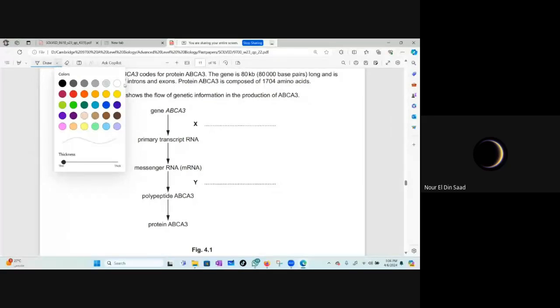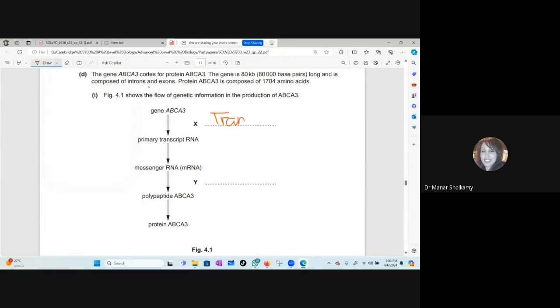Transcription. Correct. So X is transcription. You know it. And then the messenger RNA will create the polypeptide. So what is Y? Translation. Yes, this is easy. You never get straightforward questions, unfortunately.